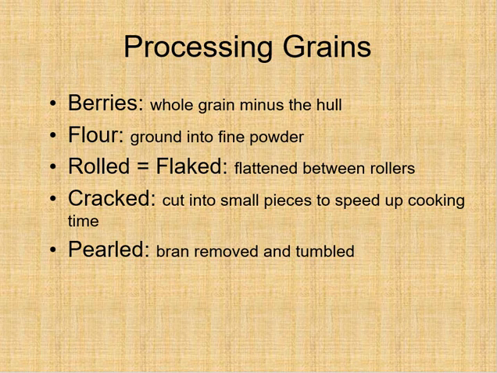Alright, so processing grains. When you get grains, you get the berries, the whole grain that's taken out of the hull. So it's just the whole grains minus the hull. Then you have flour, and you grind that into a fine powder. Rolled and flaked, I'm going to say oats, and you roll it, and it's flattened between rollers, which gives you rolled oats. Cracked, you cut into small pieces to speed up the cooking process, and then we have pearled. This is where the bran is removed and tumbled.